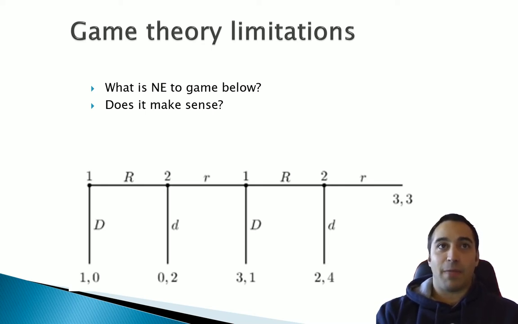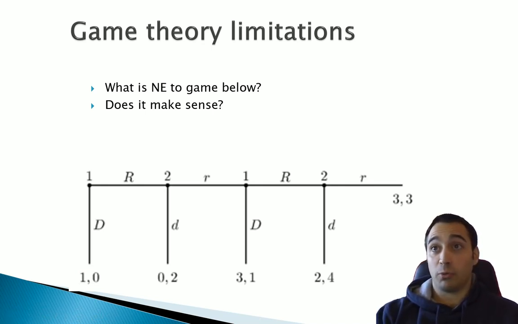I.e., at the beginning of the game, player 1 says either we go down and I get 1, you get nothing, or we go right. Then player 2 says the same thing, down or right. Then player 1 says the same thing, down or right. And player 2 says the same thing, down or right. And the important thing is, if they keep playing right, they get this juicy 3-3 payoff. If they instead cheat and they go down, they result in a 1-0 payoff. So let's see what they do.